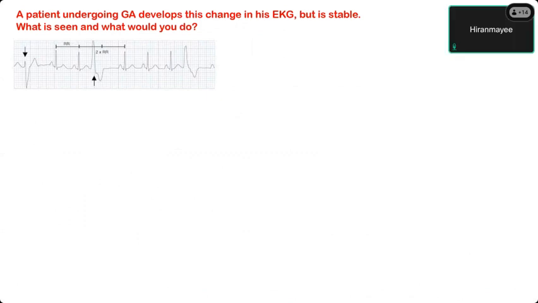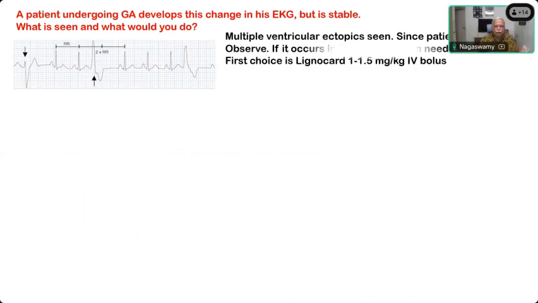The patient undergoing DA develops this change in the ECG but is stable. What is seen and what would you do? Premature ventricular complexes. Very good. Multiple ventricular ectopics seen. When the patient is stable, just observe. If it occurs in runs of 5, then what is the first choice? Lignocaine 1 to 1.5 mg per kg.